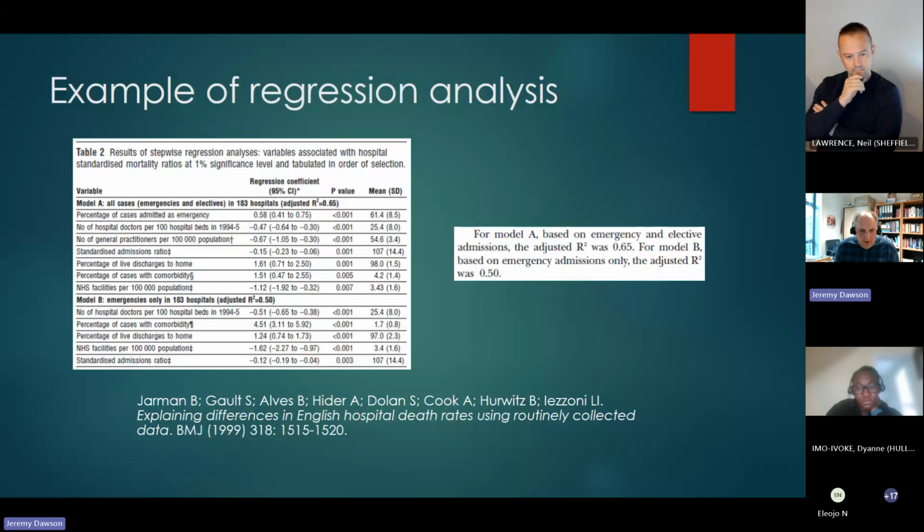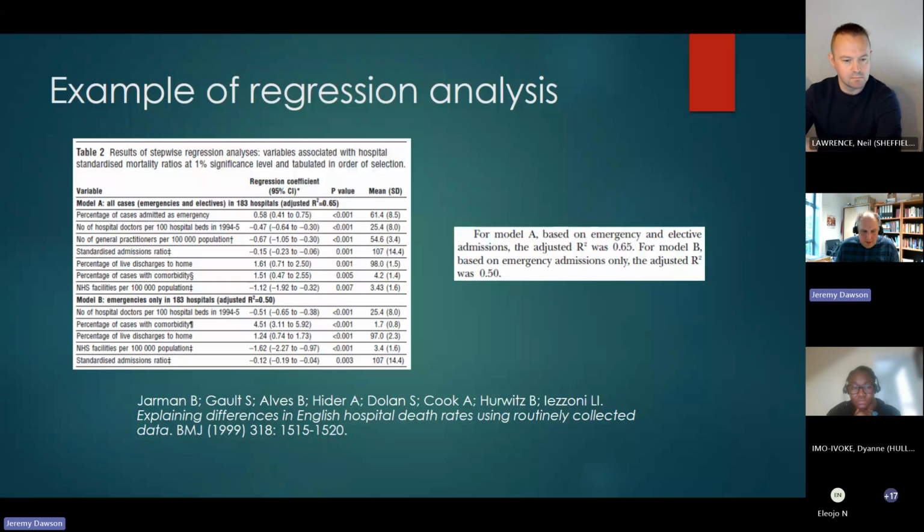What that means is that on average, as the number of hospital doctors per 100 beds increases by 1, say going up from 5 to 6 or going up from 20 to 21, it doesn't really matter where we choose because it's the same linear effect, then we would expect the outcome, which is the standardized mortality ratio, to decrease by 0.51 units, which is equivalent to saying roughly about 0.5% fewer deaths on average. And we've got a confidence interval around that going from minus 0.65 to minus 0.38.